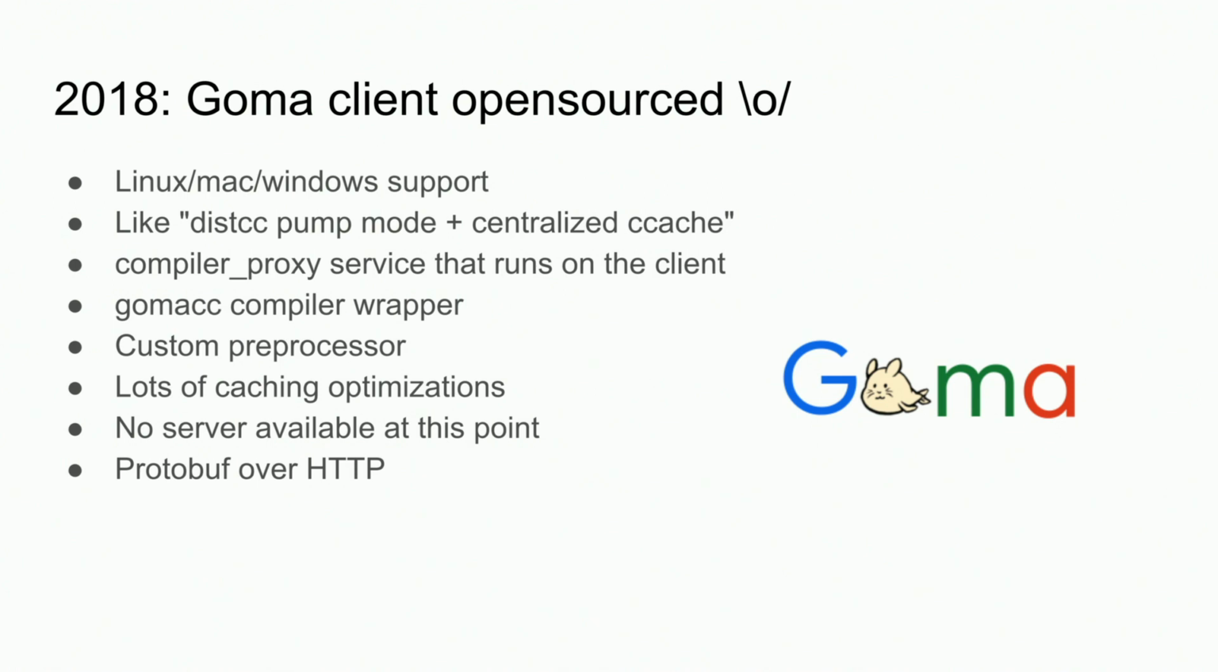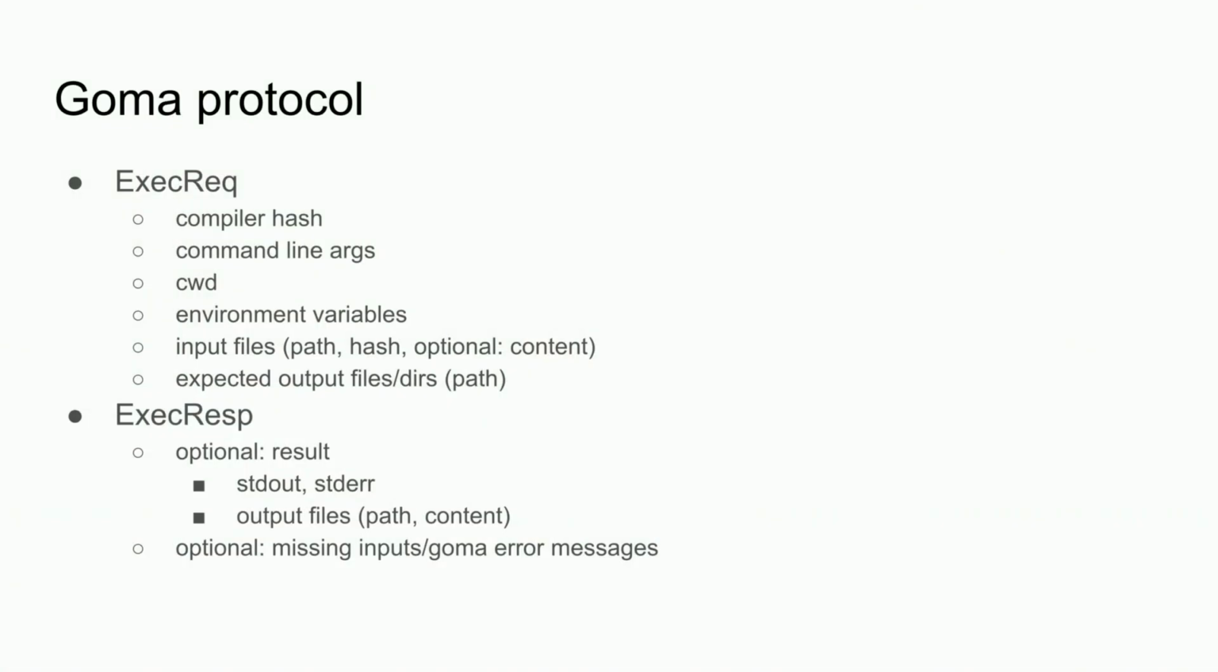At this point, there was no server available, but it was protobuf over HTTP, so this is something that's quite easy to reverse engineer. And these are the two most interesting messages in the Goma protocols. It's much simpler than a remote execution API. You can request an execution, which uploads the command, hashes of all the inputs, maybe some of the inputs are included, and the expected outputs. And the response you get back either says, I had these missing files with these hashes, can you upload them please in a second attempt, or here's your results.